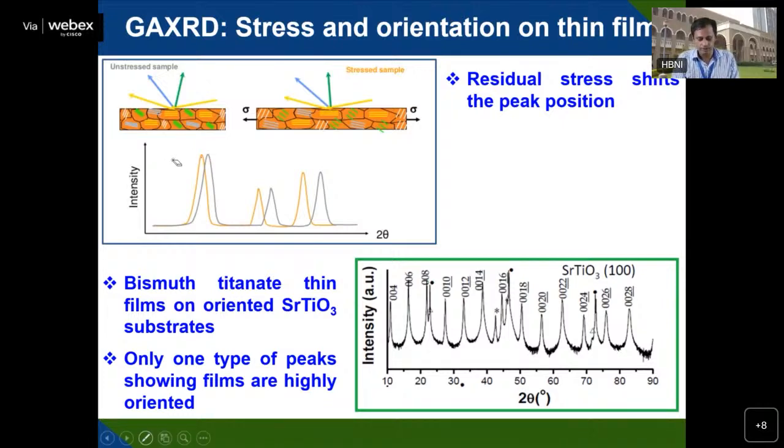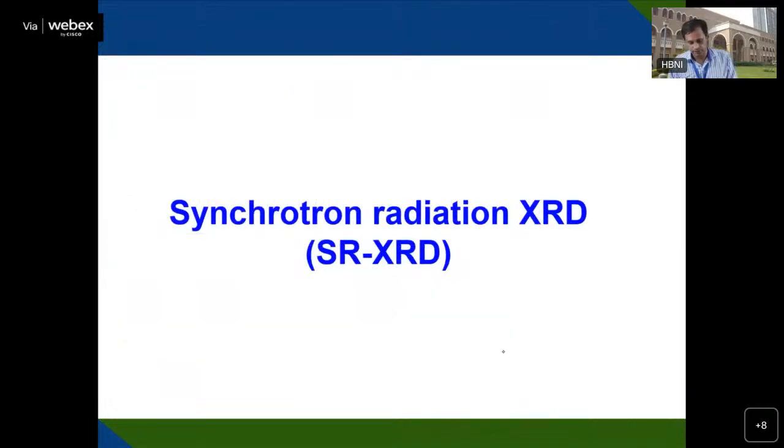You can see here, this is a bismuth titanate XRD pattern of a strontium titanate on substrate. It has grown on bismuth titanate, and you can see only the 004, 006, 008 peaks, all the same family of peaks. So that indicates that the thin film is highly oriented and grown in a particular direction. Those orientation effects you can also get using grazing angle X-ray diffraction techniques.